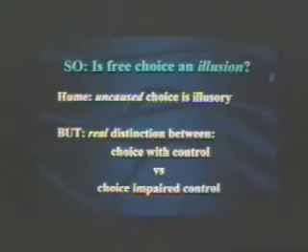Next slide. And so the question that one might ask of Hume then is, is free will an illusion? And Hume's answer is, uncaused choice is an illusion. But the idea of responsible choice or being in control is not an illusion.